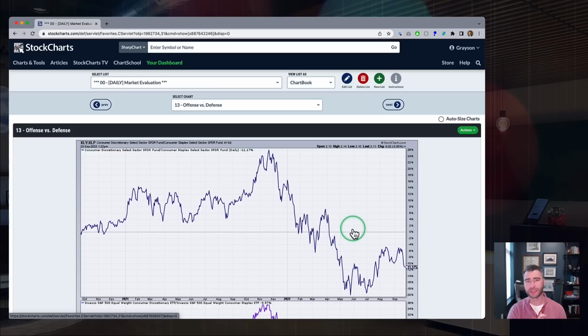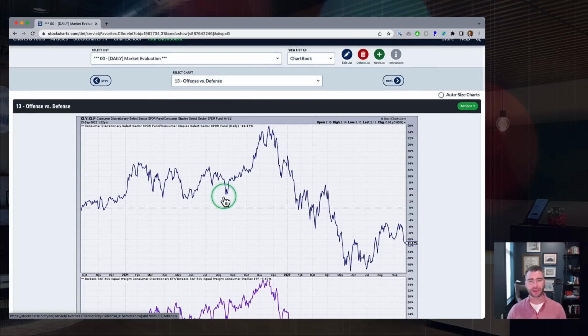Then we dive into a couple of key ratios on offense versus defense. So we've actually got discretionary versus staples, kind of the classic offense versus defense ratio. If this ratio is moving higher, that means we are playing offense in the market. If this ratio is moving lower, that means we're playing defense.